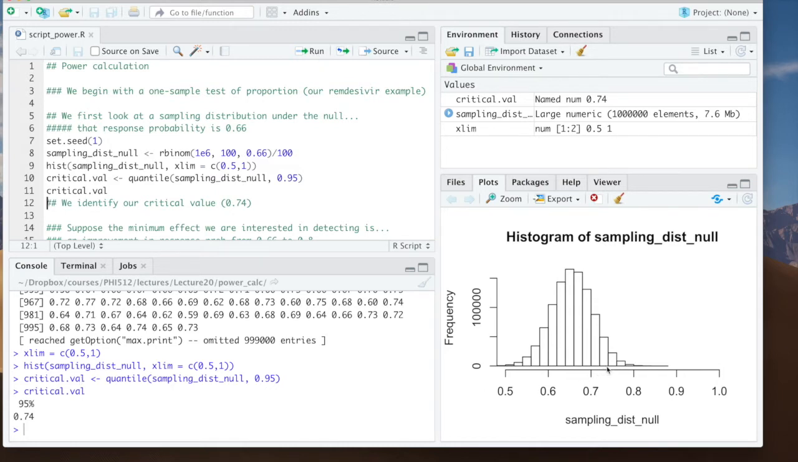So if we had drawn a vertical line at 0.74, only 5% of the area of this histogram would be to the right of 0.74. And in fact, I'm going to add that to my histogram.